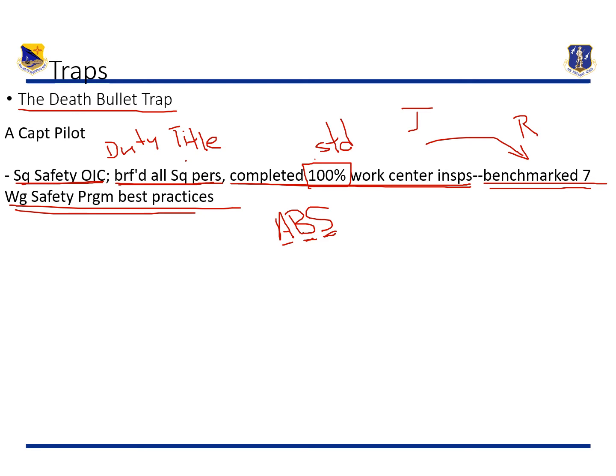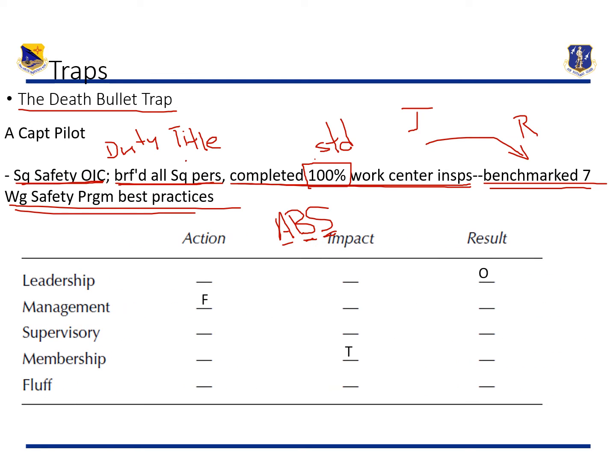And so when we look at this bullet, really, we see a management, really more like a supervisory type of duty title here in the action. And honestly, because it's not substantiated by any impacts or results, it really falls, in my opinion, as fluff. Then we have the impact, which is not necessarily a bad impact, but the problem is that the impact doesn't associate itself with the result.